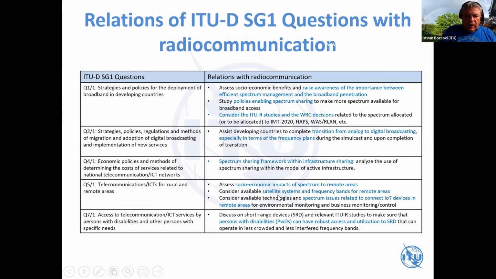The rural questions, of course, socio-economic impact of spectrum to remote areas. This is linked also a little bit to the question of connectivity, which was raised by one of the participants. Available satellite systems and frequency bands for remote areas, consider available technologies and spectrum issues related to connecting IoT devices in remote areas. And question 7, the accessibility question. This is to discuss short-range devices and relevant ITU-R studies to make sure that persons with disabilities can have robust access and utilization of short-range devices.